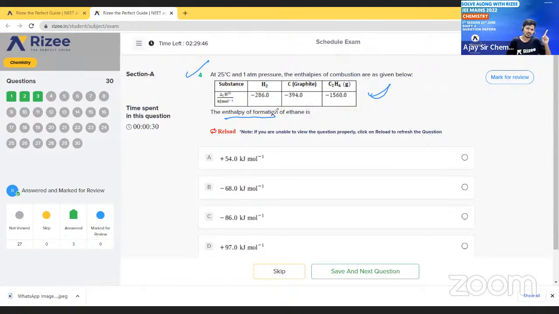The first question was based on enthalpy of combustion, and this question is also related to that topic, but here we have to find the enthalpy of formation. I will give 1 minute. Try to solve this question. Generally it will take 2 to 3 minutes to solve.